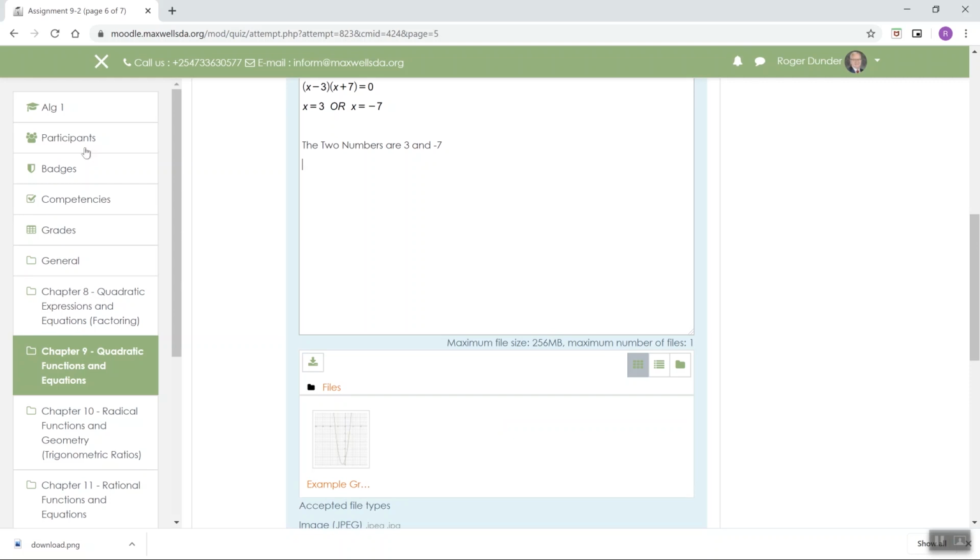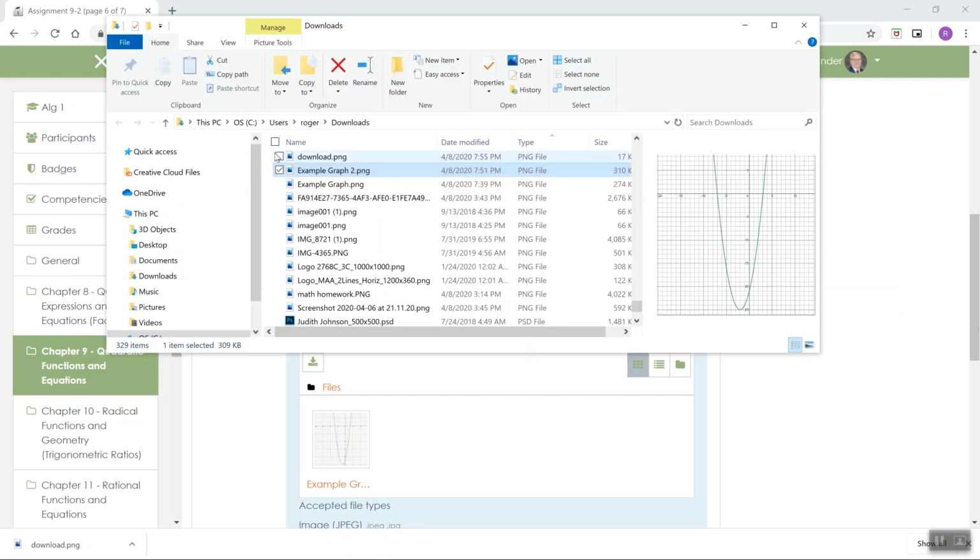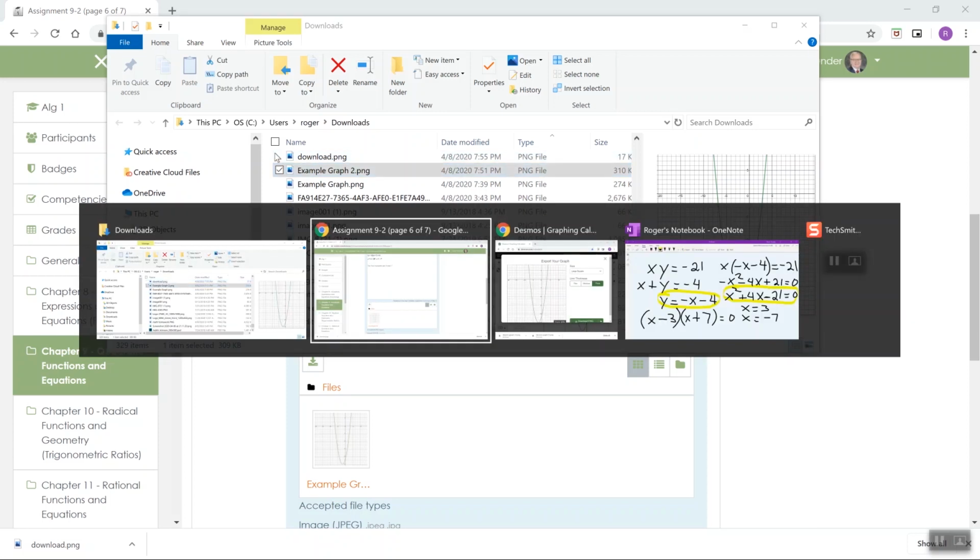All right, well, I think that kind of sums up how you use MathType, how you also go about using our Desmos Graphing Calculator, and how you find roots of quadratic equations.